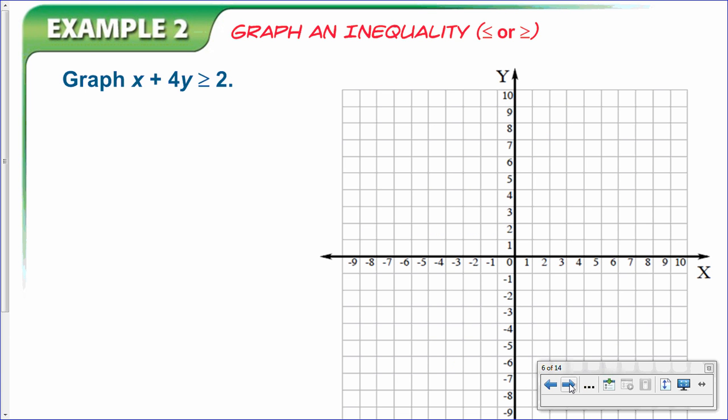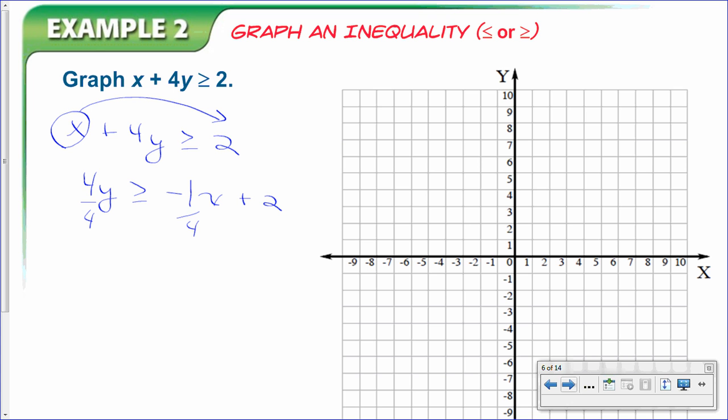Okay, so look at this one, graph an inequality that has greater than or equal to, less than or equal to. Now, do I do anything different? No. Like that, put it over there. That gives me negative 1x plus 2 divided by 4. Y is greater than or equal to negative 1/4 x plus a half.